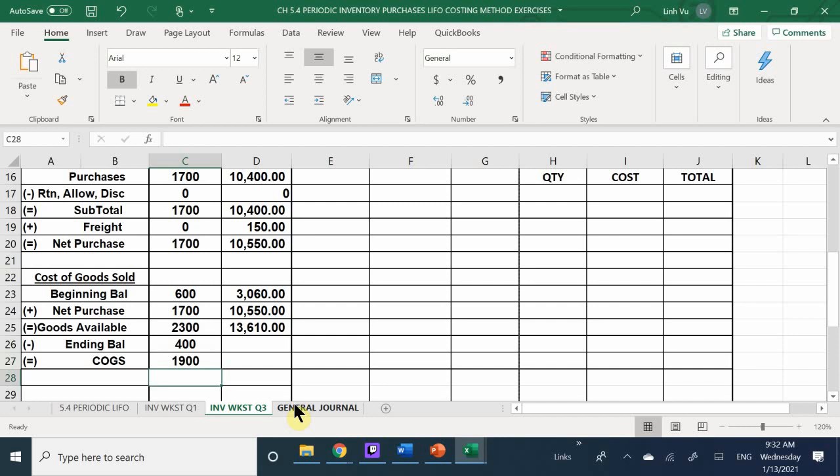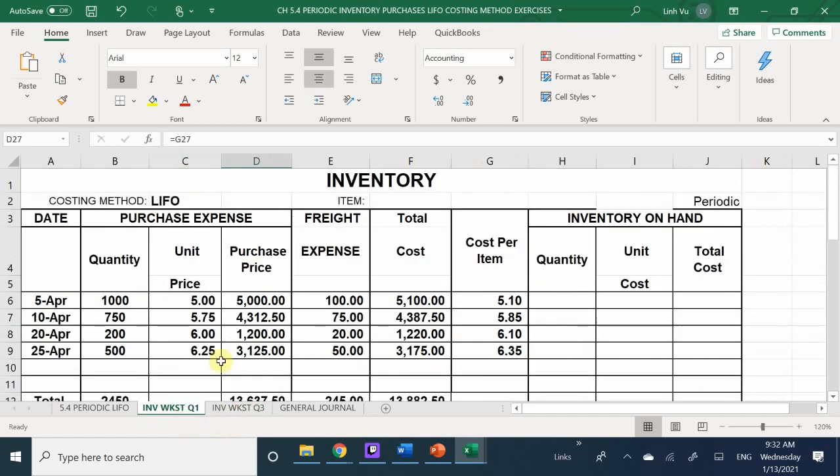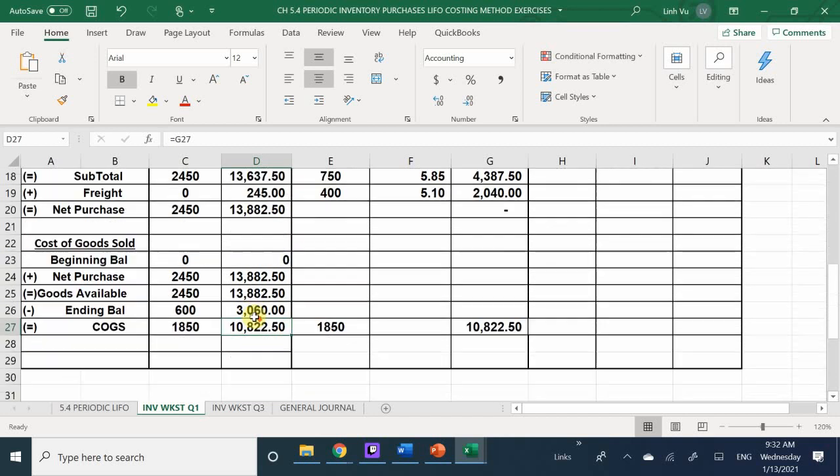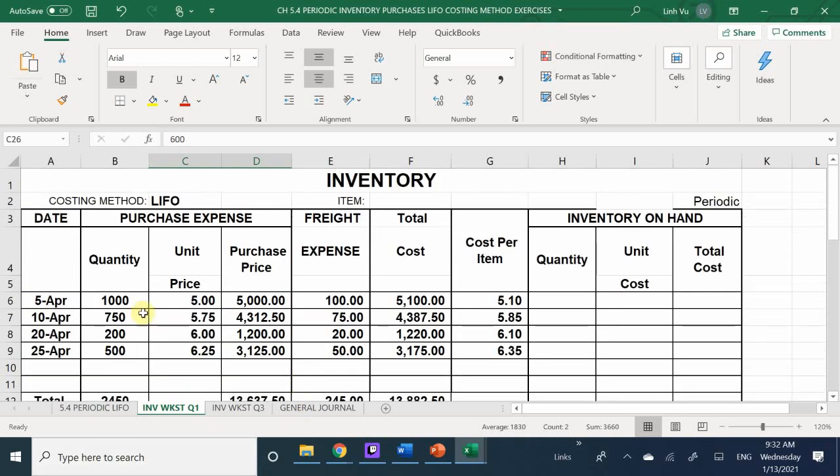Beginning balance we got 600. Where do we get the 3,060? That's what we transferred over, right? If it cost us $5.10 each, we calculate it to get the 3,060, which we solved in our previous one, right? Our ending balance is right here, the 600 for the 3,060. And we know that we sold these batches, so we're only remaining with this batch. And we know that it's going to be $5.10 to sell each item in this batch right here, okay?